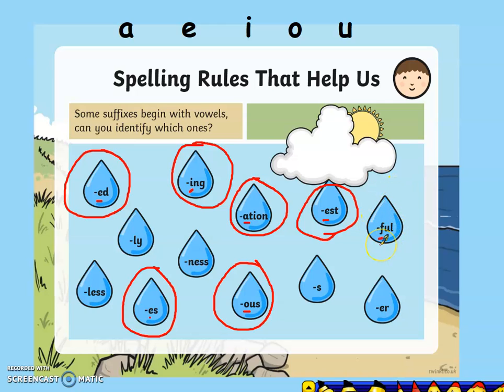It's not a vowel, it's a consonant. And S? Nope, that's not one of our vowels. Last one, begins with an E. E is a vowel, so this suffix begins with a vowel. Well done if you were shouting those at your screen.